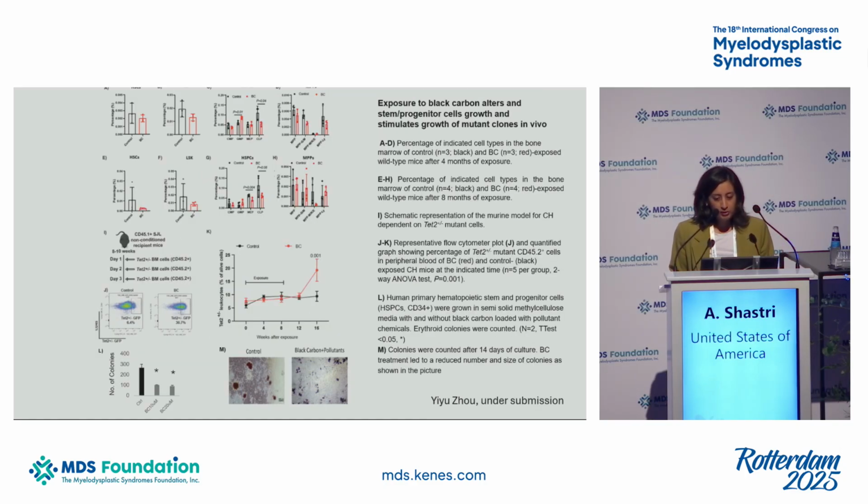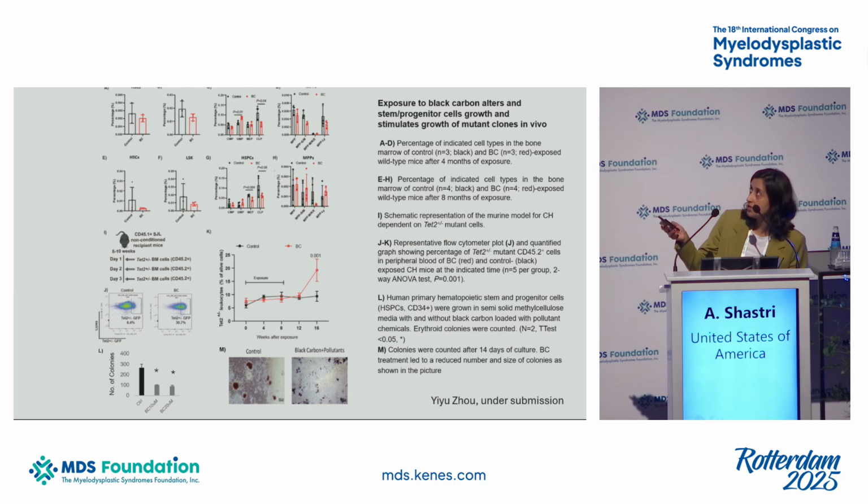And this exposure to black carbon also significantly alters stem and progenitor cell growths and can stimulate the growth of mutant clones in vivo. I know it's a busy slide, I want to point out a couple of things. So here, actually, this is after exposure for 4 months. This is after exposure for 8 months.